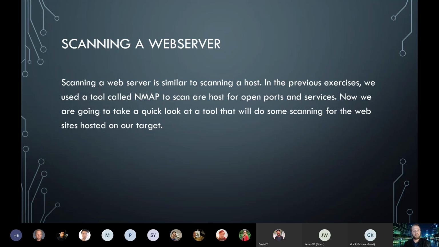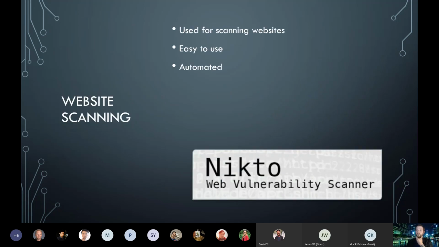So, scanning websites, right? We have to scan things before we can do anything. Scanning a web server is similar to scanning a host, like we did in previous exercises. We're just scanning it for vulnerabilities and for things that we can find on it. One of the big tools that we use is Nikto. Nikto is a terminal-based vulnerability scanner for web applications. It'll give you a lot of feedback and info based on your target. It's easy to use, it's automated, and you can run it and do something else while you're waiting for the scan results to come back, just like with Nmap.